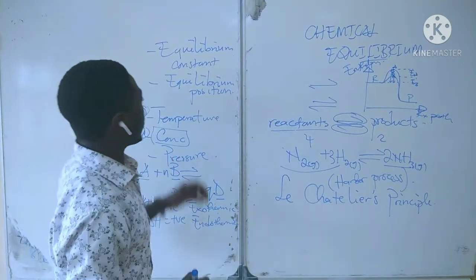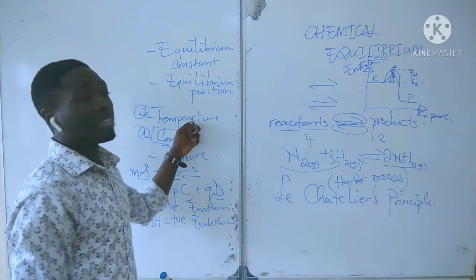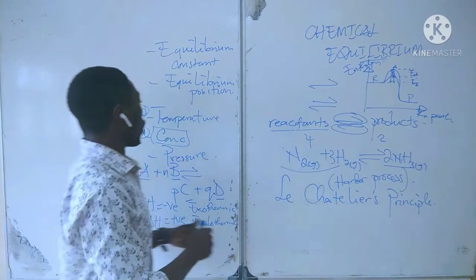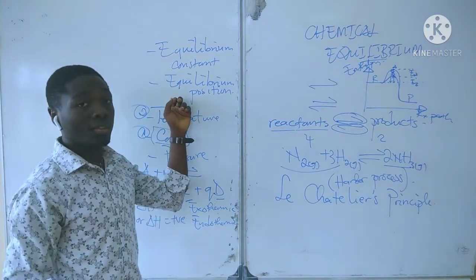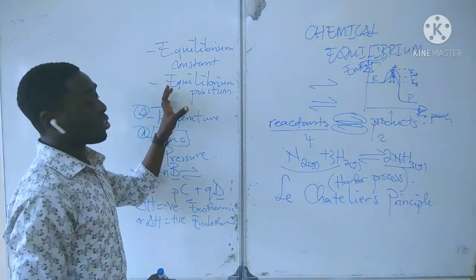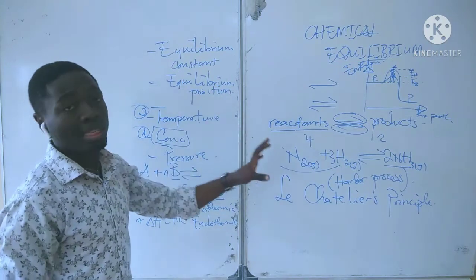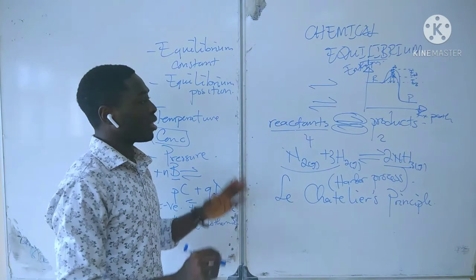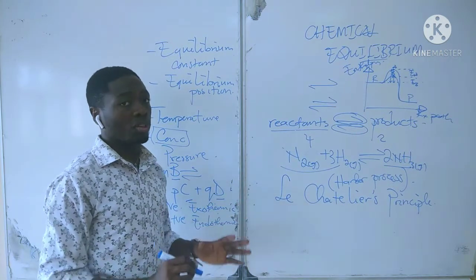Now the next thing is that temperature is the only factor that affects the value of the equilibrium constant, which we are going to be seeing in the next video. So the equilibrium constant is affected just by temperature. Neither concentration nor pressure affects the equilibrium constant.